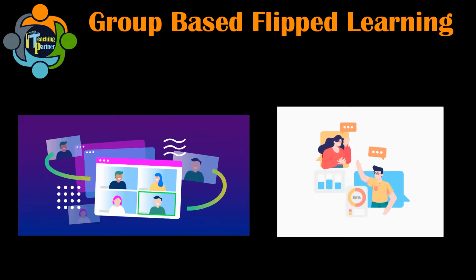Category number 7, group-based flipped learning. In order to encourage a culture of collaboration and healthy competition between students, group-based flipped learning is very useful. Students are assigned to join the class after group discussions and outcomes. It promotes group competition, collaboration, and communication.